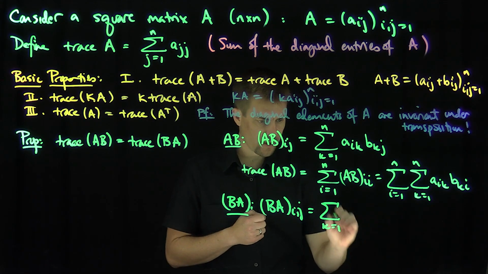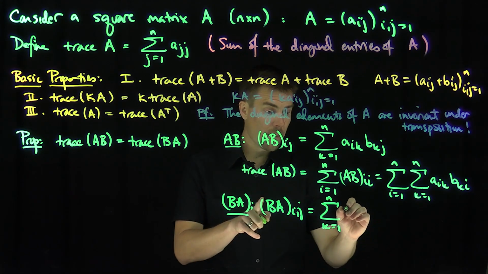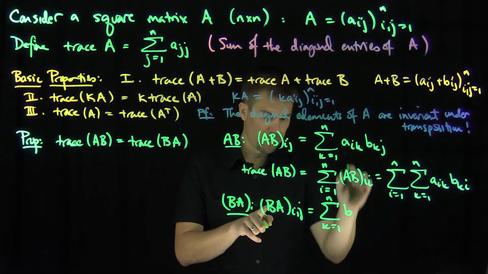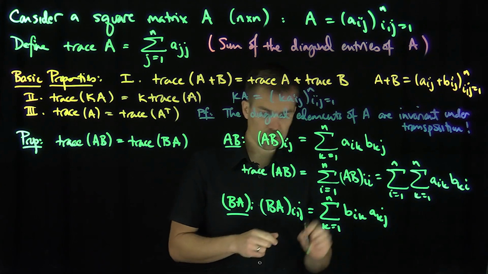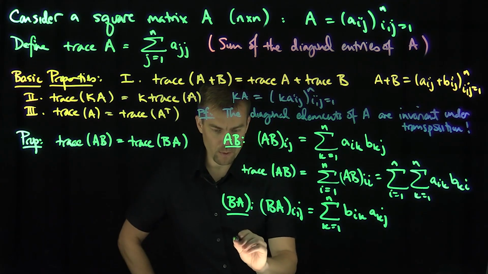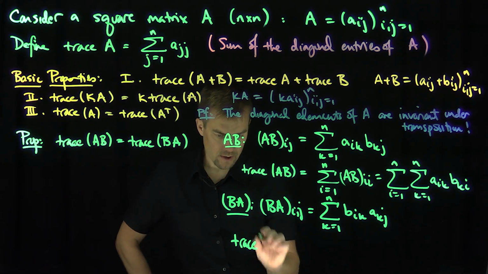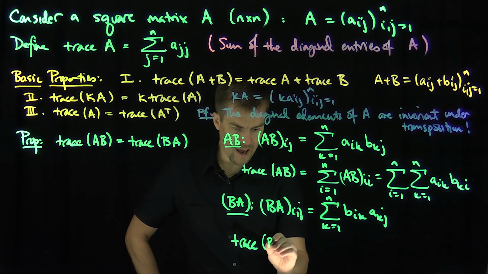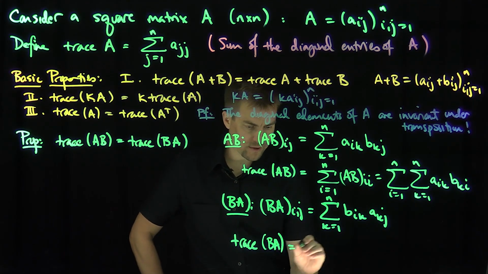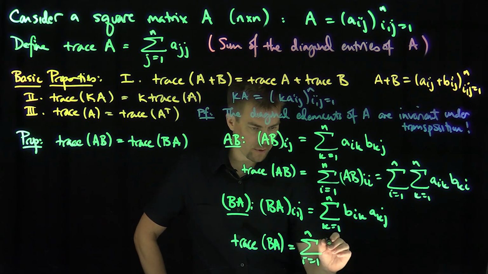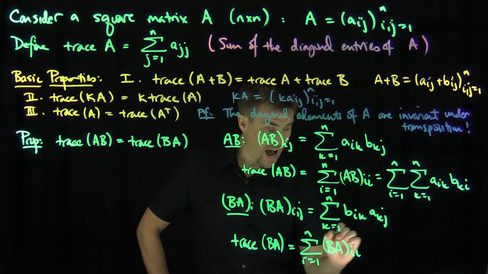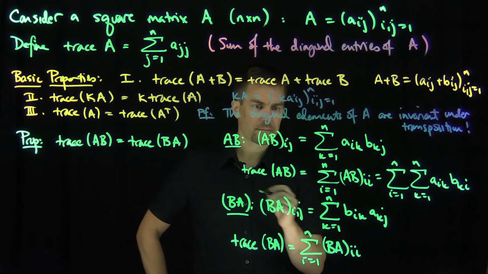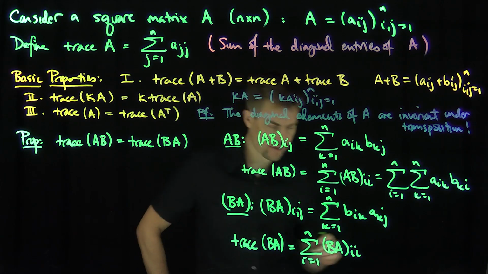K goes from 1 up to n of B_{ik} A_{kj}. And so by the same reasoning, the trace of BA will be the sum over i going from 1 to n, now i and j are going to be equal, of (BA)_{ii}. I put a comma over here; we don't need the comma technically.